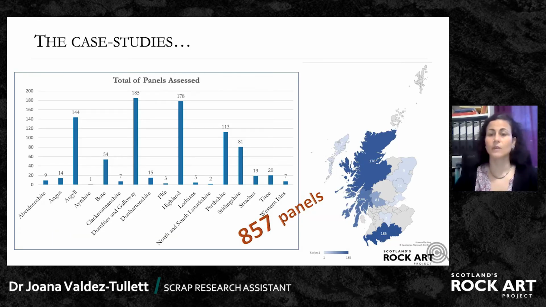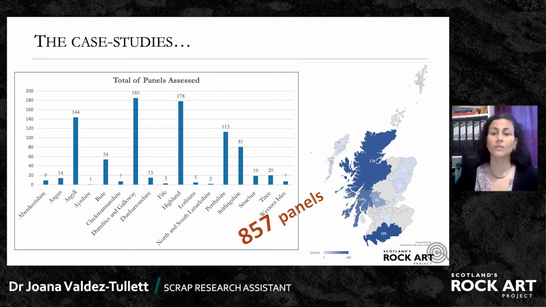So this slide is showing how many panels per region we have looked at so far in relation to the small and medium scales of analysis. And this amounts to a total of 857 panels. This is an individual assessment, so we look at a panel at a time.